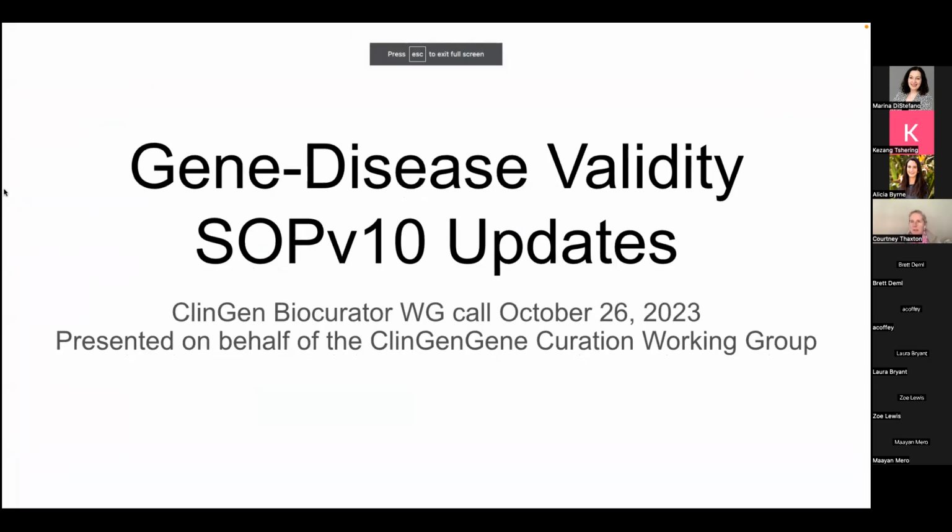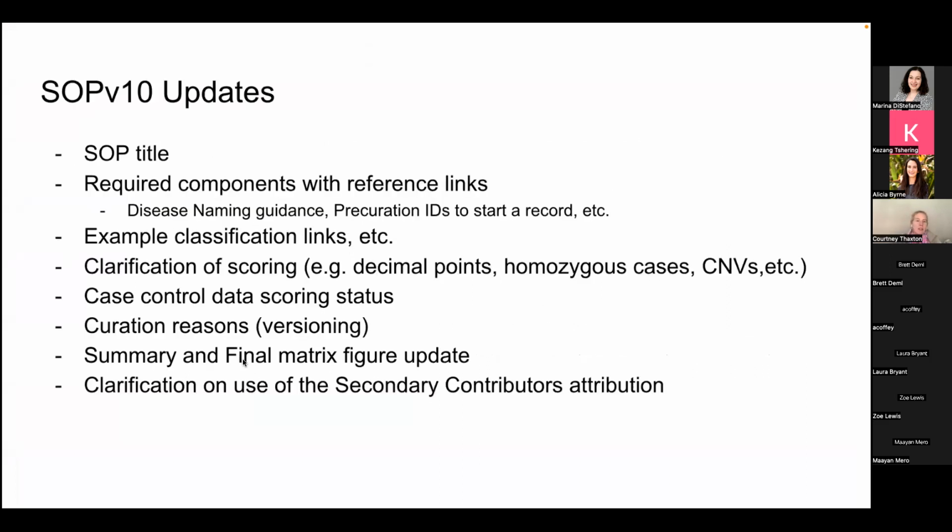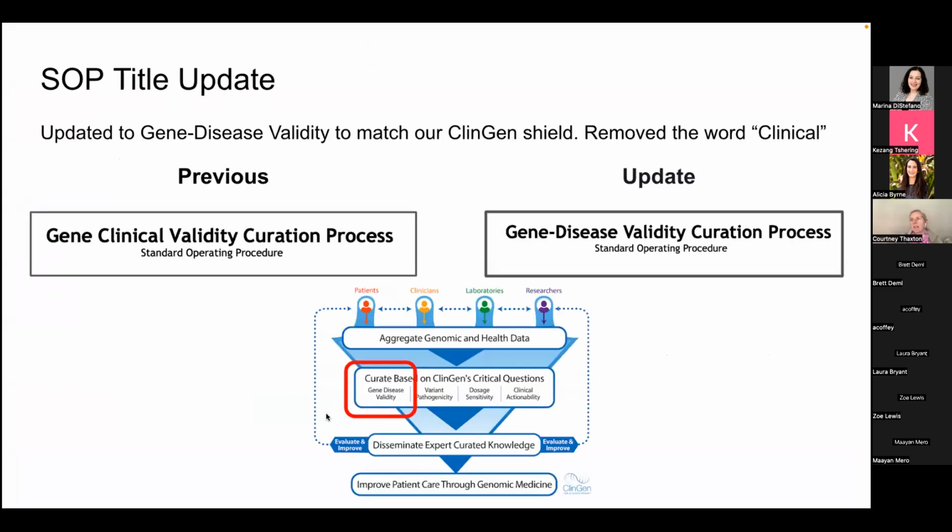And I'm just happy to present this on behalf of the Gene Curation Working Group. So we're going to go through several of the updates we're making for the SOP version 10 for the Gene-Disease Validity Curation. Each of these will go through on the subsequent slides. So first, we want to say that we have a title update. Previous times of the SOP, this was referred to as Gene Clinical Validity. In order to match what we do and advertise on ClinGen, we have changed it to the Gene-Disease Validity Curation process. So we just wanted to note that you may see that change on the title.